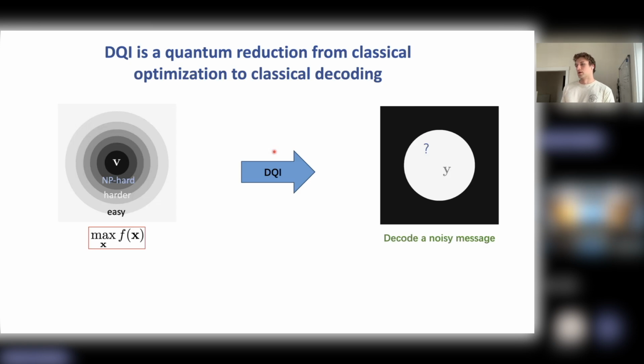DQI is a quantum reduction that reduces classical optimization to classical decoding. And this means the following. Let's say you have some classical objective function that you're trying to maximize. The landscape here typically looks as given in this picture. There's some global optimum, V, that you're trying to find, but that's generically NP hard to find, so you won't be able to find it efficiently.